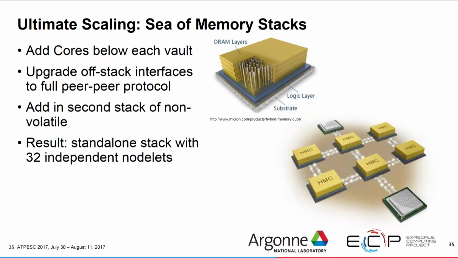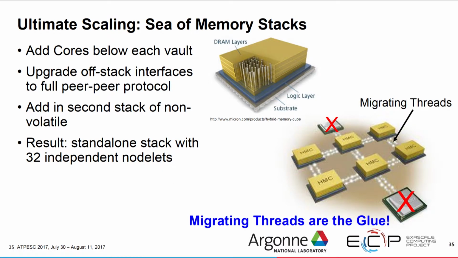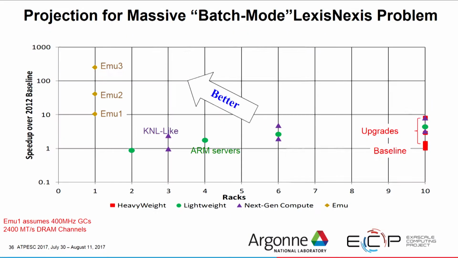And then if you look at how we've talked about using these HMCs today, these silver things are, you know, today's heavyweight cores, and this is some sort of array of memory that's shared between these guys. What we're proposing to do is you can toss those guys out and allow the threads to be the glue that holds everything together. And if you go back and look at that LexisNexis problem I talked about, these are all the conventional upgrades I talked about.